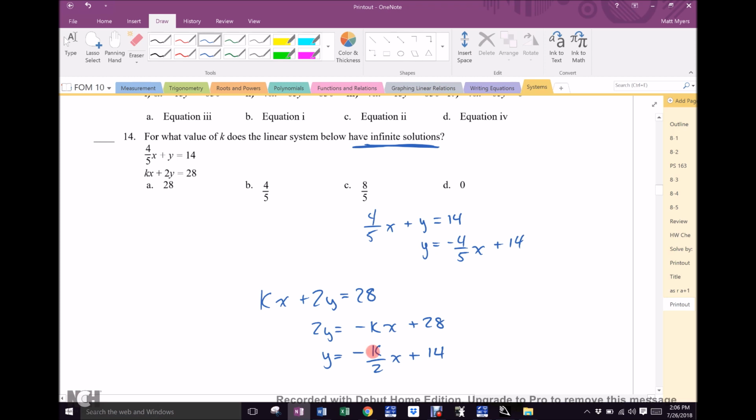So I just need that k to be what? 8 over 5. C. Because this is doubled, so I've got to double this, right? That has to be times 2, so this is the same because everything else was times 2.